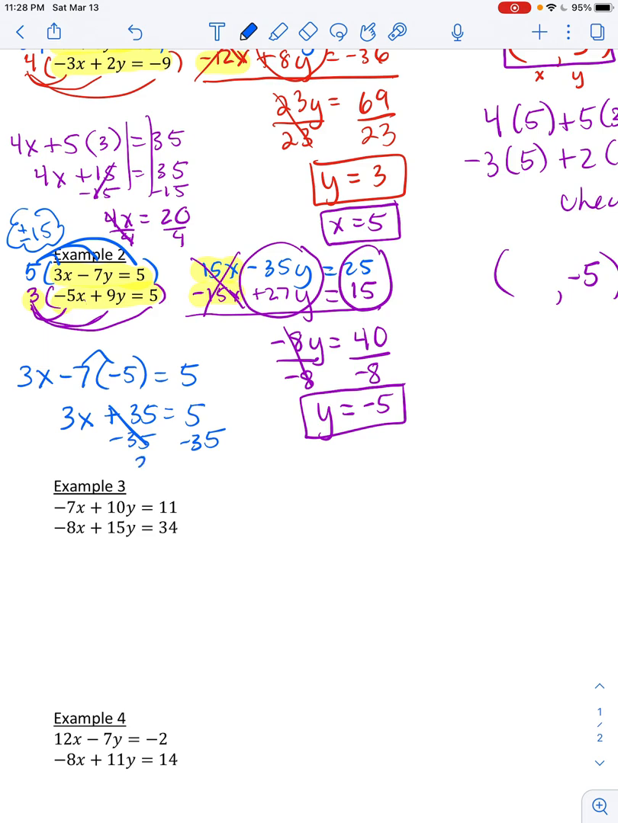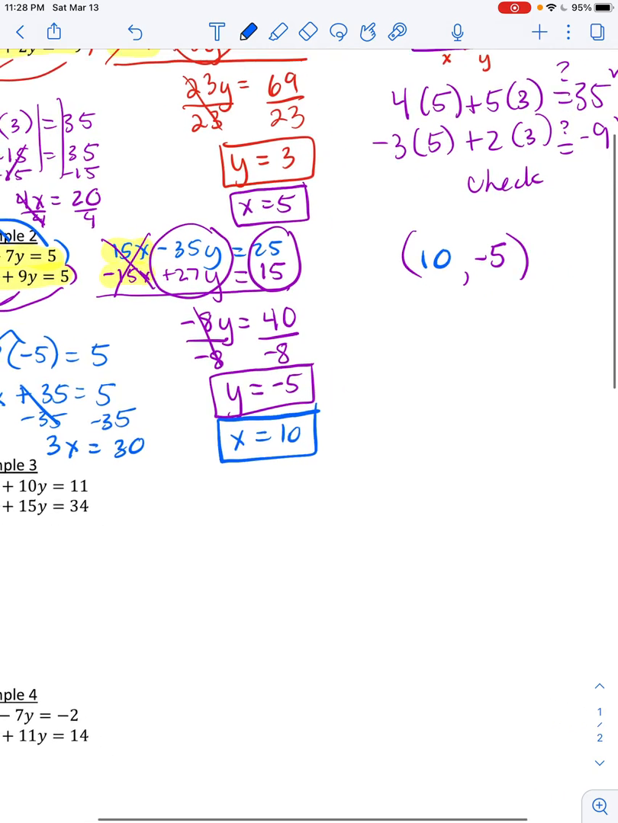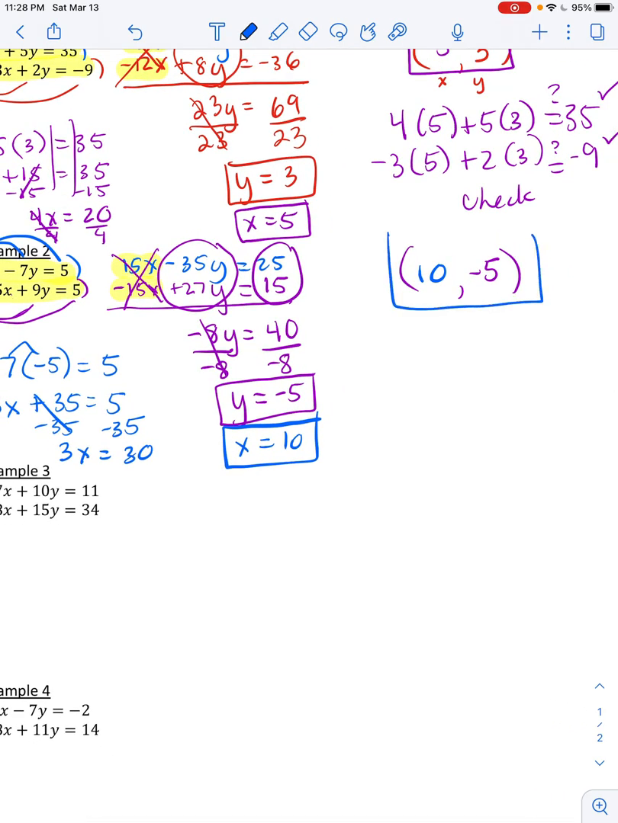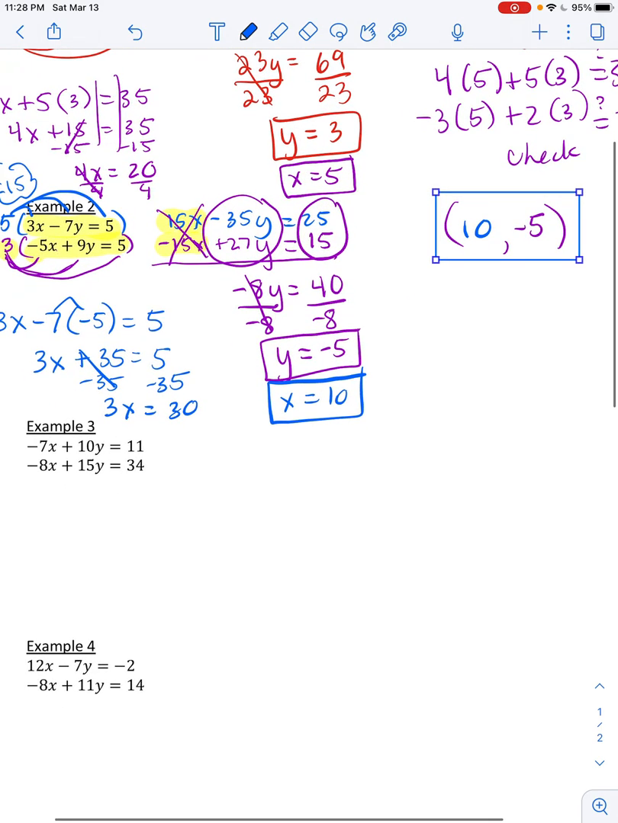Taking away my 35, I have 3x equals 30. So when I divide by 3, x is 10. So my solution to the system is 10, -5. And again, I could plug it back into my original problems to check my work.